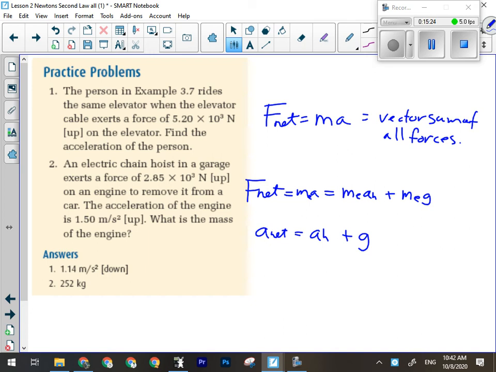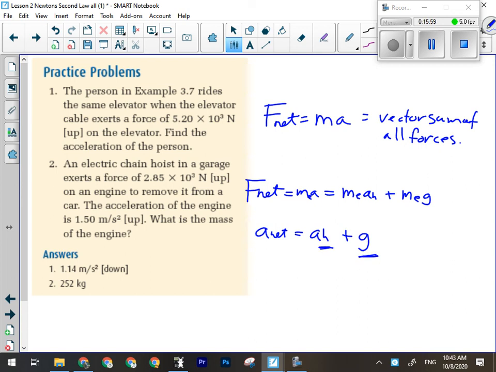Now, this is important because I'm looking for the mass in this question. I don't have it. So I cancel it. Now you might be thinking, wait a minute, that's what you're looking for. Why did you get rid of it? I'll show you in a minute why I got rid of it. So the acceleration of the engine is 1.5 meters per second squared up. That's my net acceleration. It is the result of the hoist and gravity working against each other.